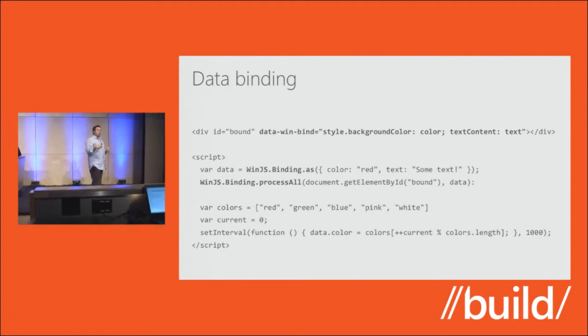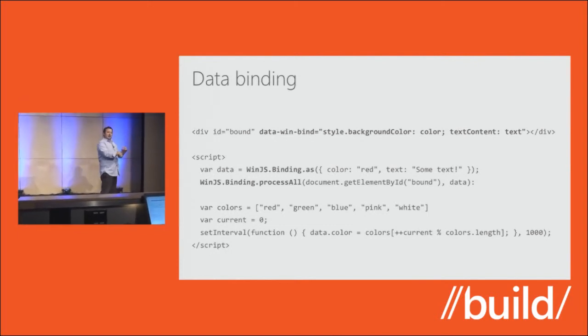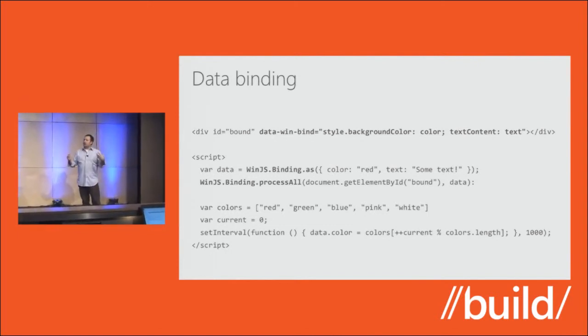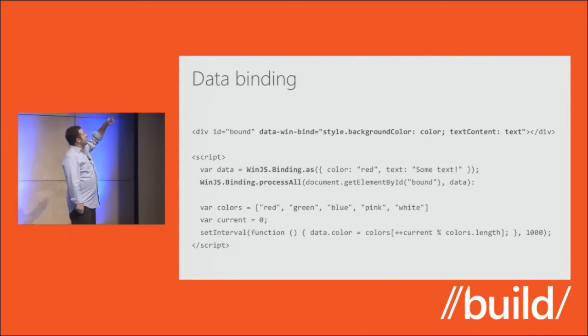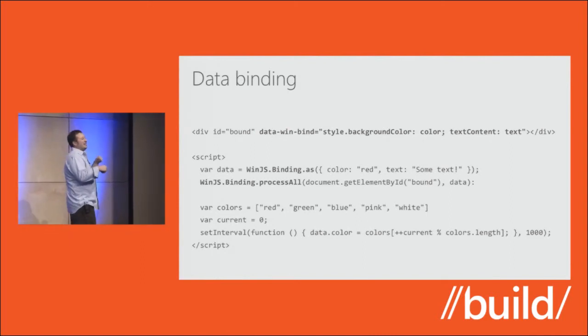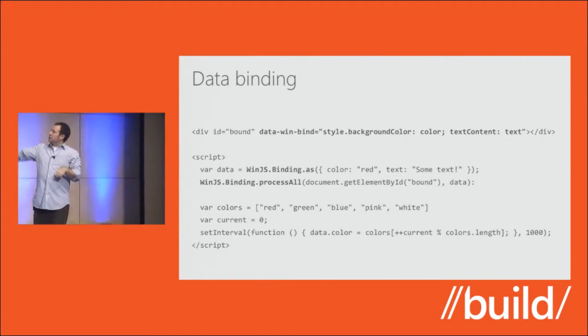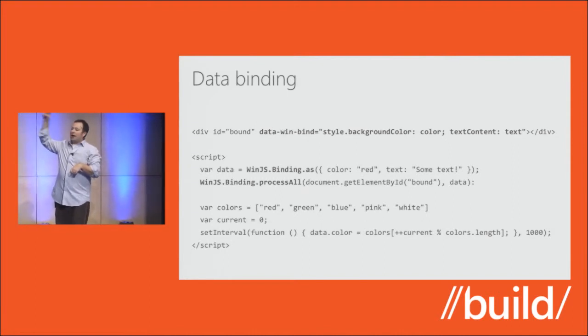We provide some helpers that will go and find all these data-dash attributes and instantiate whatever they declare. In this particular case, we're using the data-win-bind attribute, and we're specifying a data binding that should occur. We have a little parser written that deals with this syntax. And what it says is style.backgroundColor, bind that to color.